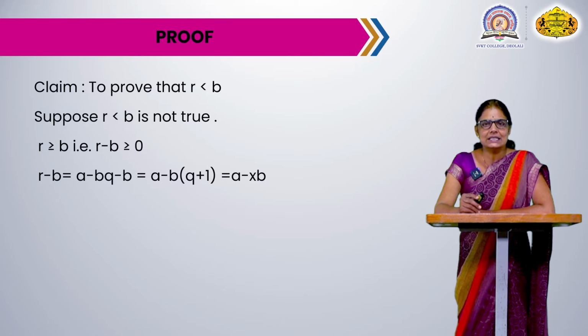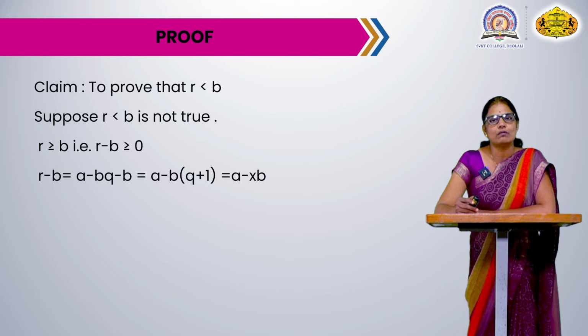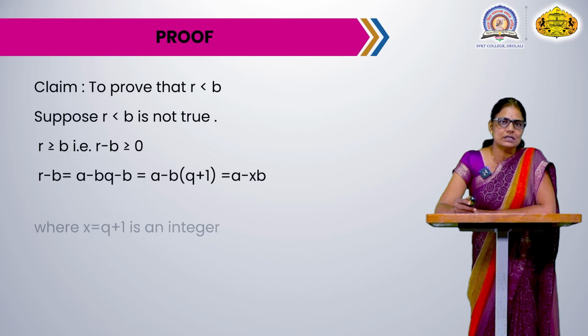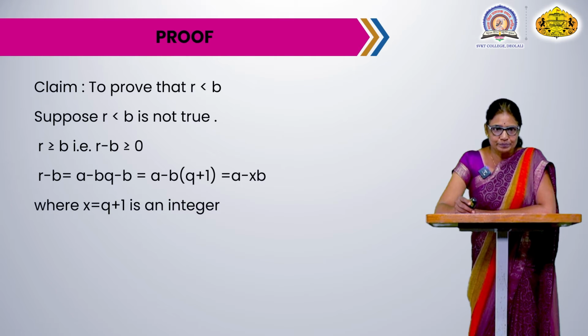So now consider R minus b, and now put the value of R, which we have already obtained. R is equal to a minus bq. So a minus bq minus b. Keep the first term a as it is. From the last two terms take minus b as common. So in brackets we get q plus 1. So this term can be written as a minus b times x, where x is q plus 1, and as q is an integer, x equals q plus 1 is also an integer.